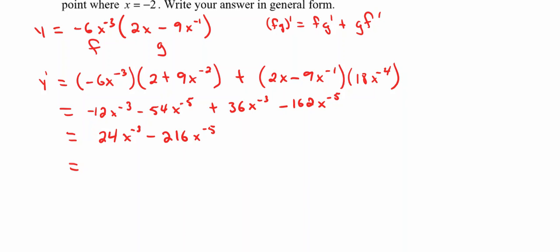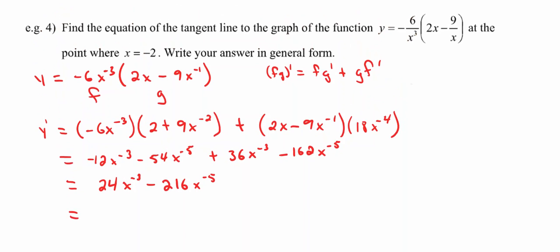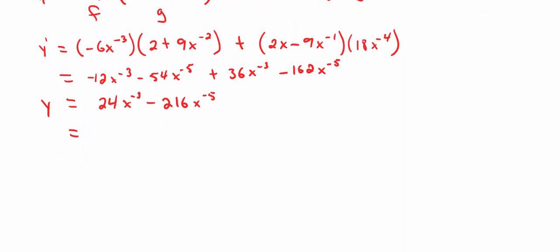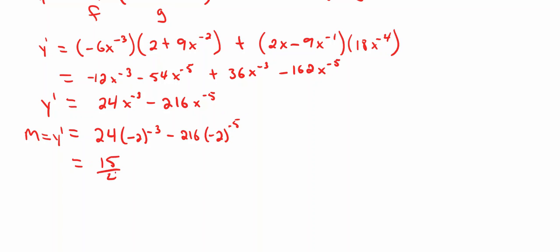Okay, so now we will throw in our value, because we want to know what the slope was at negative 2. So there's our derivative. If we throw in negative 2, we should be able to figure out the slope. So the slope, which is equal to y prime, would be equal to 24 times negative 2 to the power of negative 3 minus 216 times negative 2 to the power of negative 5. Putting all that in, we end up getting 15 over 4 for our slope.